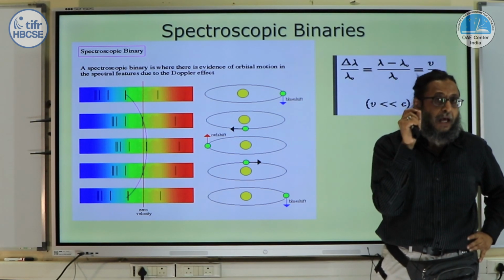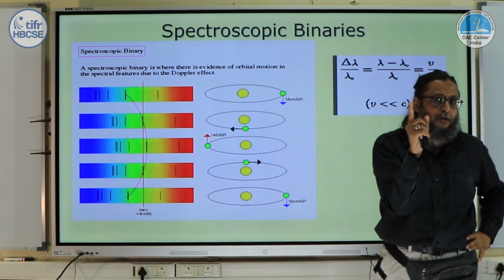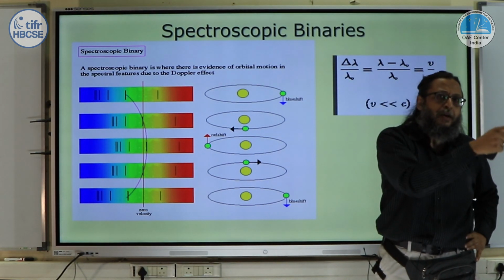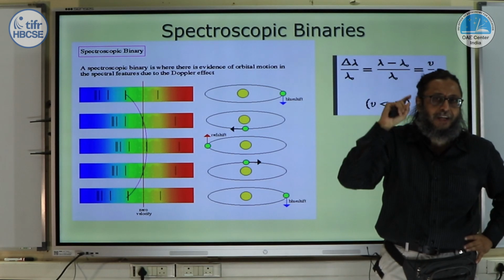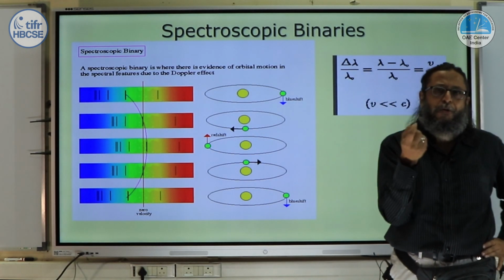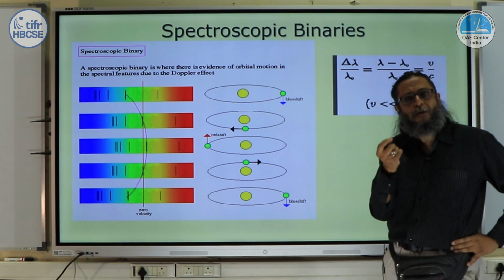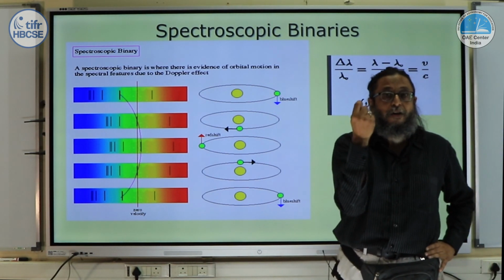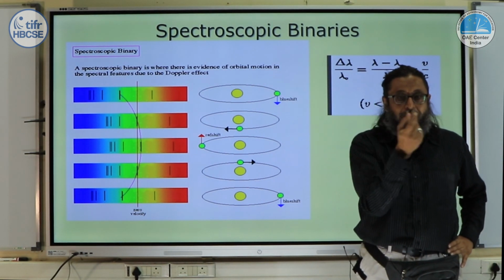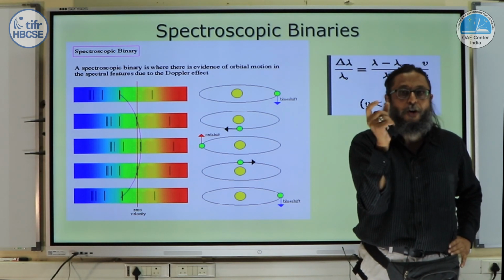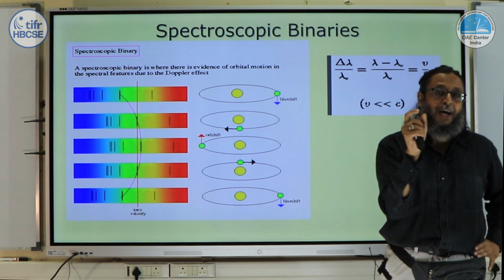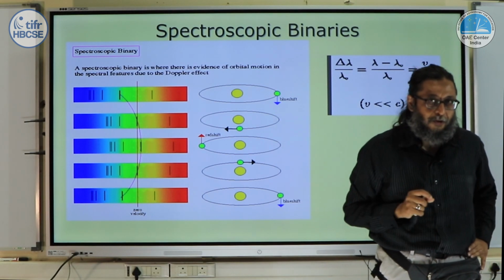Of course, the timing resolution is important when you are making observations over a small scale of time. If your system is changing over decades, then you need not have very good timing resolution, but you need to have good spectral resolution. But if we are talking about ultra compact binaries, where the binary periodicity is of the order of tens of minutes or hours, then you have to have a very good timing resolution.